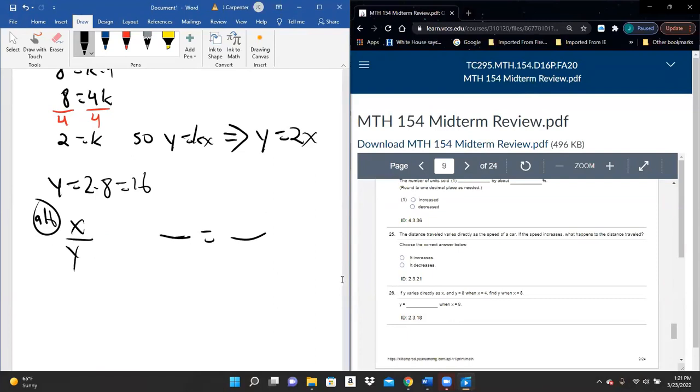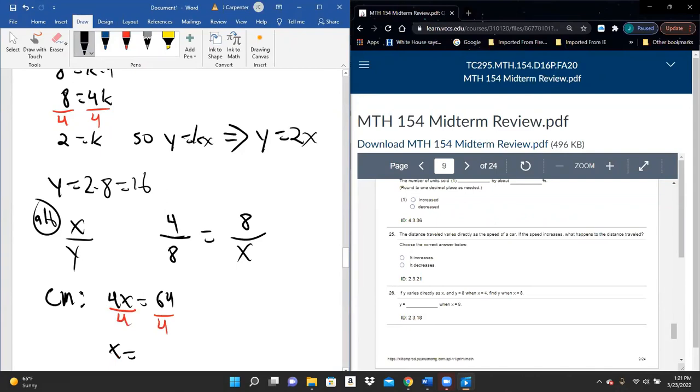So one scenario was when y was 8, x is 4, so that's 4 over 8. And then the next scenario is find out what happens when x is 8. So that's an 8 over an x. You will cross multiply. You'll get 4x is equal to 64. You're going to divide both sides by 4. And guess what 64 divided by 4 is?